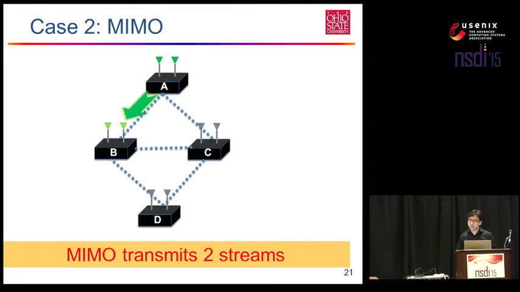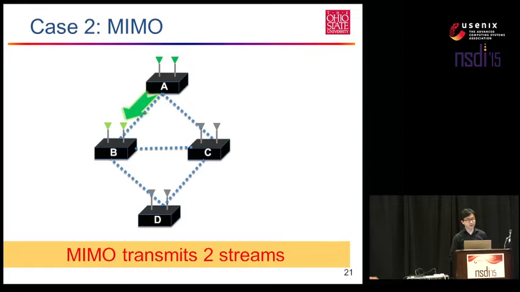C cannot transmit, as if it transmits, it will interfere with reception in B. And C cannot receive because it already sees the interference from node A. So C cannot do anything. And in this case, D itself cannot do the transmission and the reception. That's the maximum you can do with a MIMO configuration.